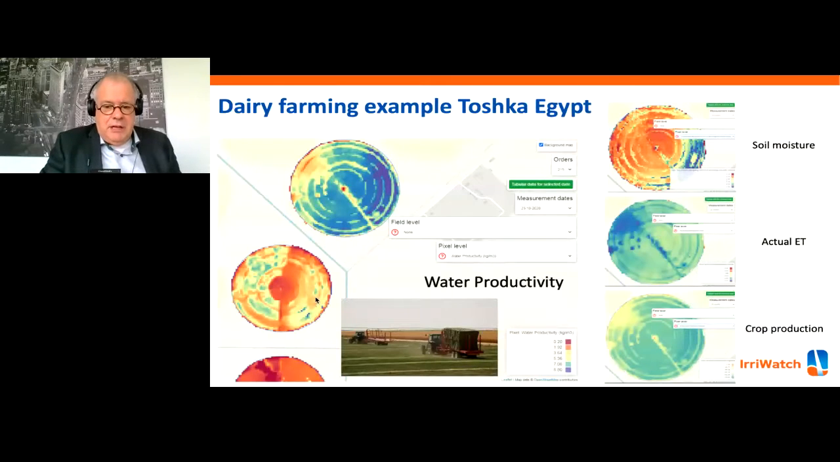This is another example from Africa. So this is southern Egypt, is Toshka, and here they have very modern irrigation systems. They have these center pivots. That's why we have here the circles. And the left-hand picture shows the water productivity of alfalfa, which is a forage grass, and it is having a lot of spatial variability again. So it's an example of high-value technologies, but you still see a lot of things that can be improved. So we get soil moisture, we get ET, and crop production. Next.